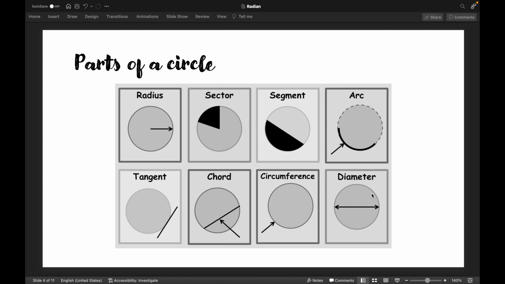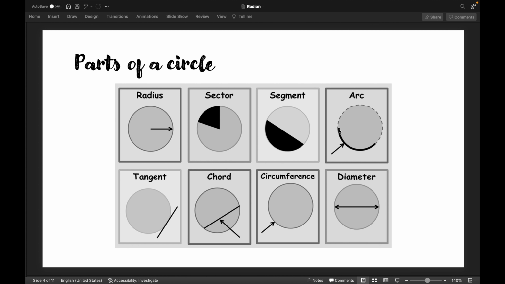And then we all know that the diameter is either twice the radius, or it connects the two endpoints and meets the center of the circle. So that's what the diameter means. And now let's move on to what an arc is. It's the portion of the edge of the circle defined by two endpoints.